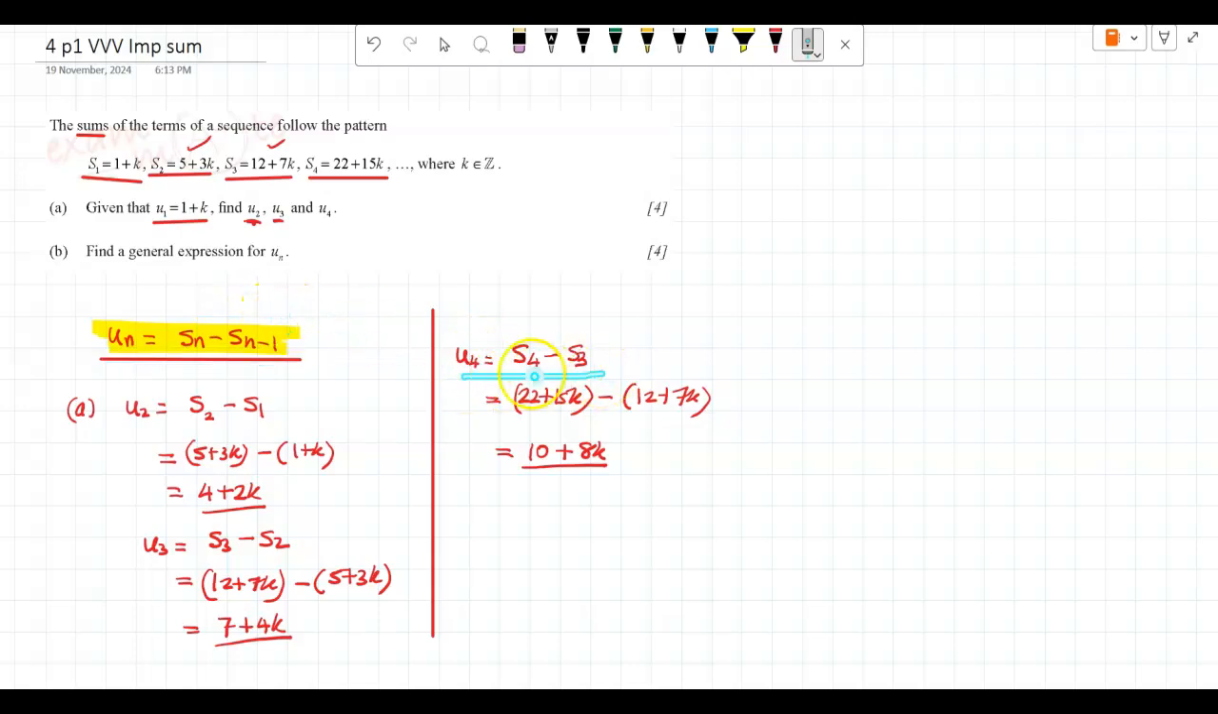So U4 is S4 minus S3. So this minus this will give you the fourth term. This minus this will give you the third term. Apply the formula straight.